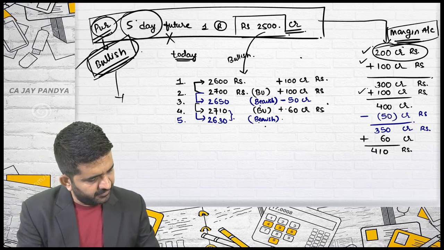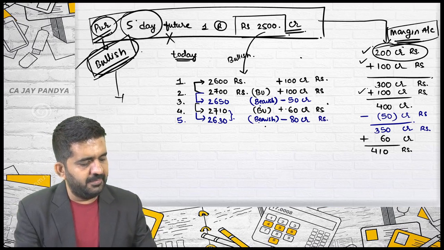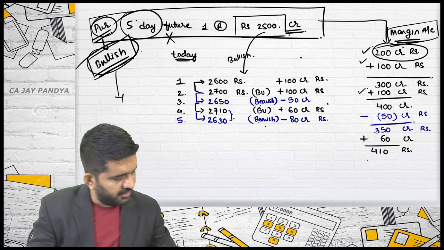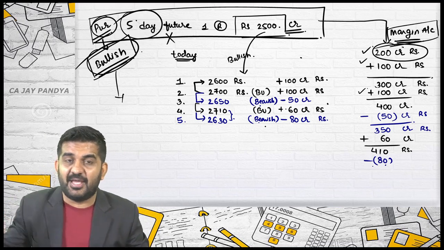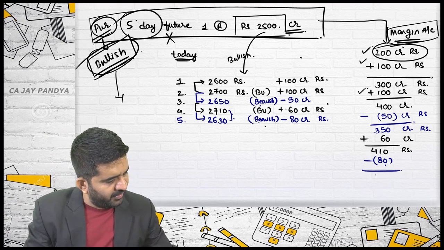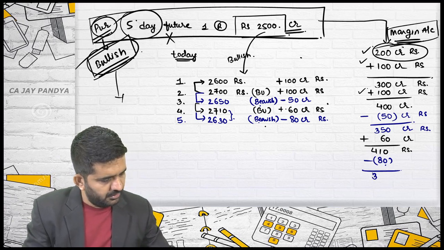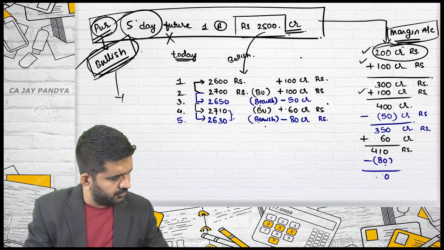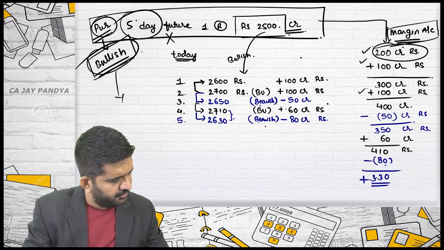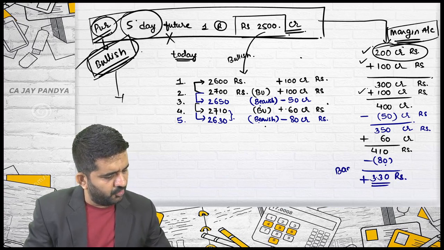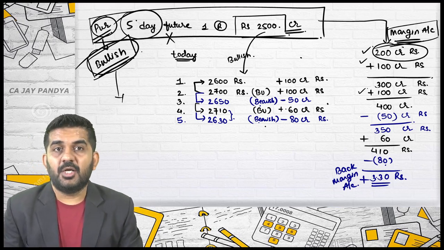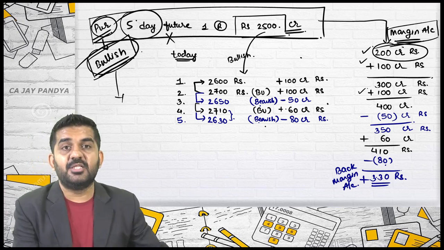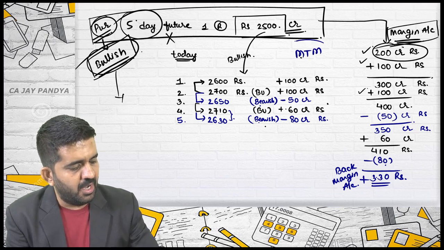It is 80 rupees, minus 80 crore will be deducted from your margin account. Sorry, minus 80 crore. And now understand, your contract has matured. The future is completed. Everything is settled. So you will be getting 330 rupees back from your margin account. Alright, and this is how the settlement is done, and this type of settlement is termed as mark to market.